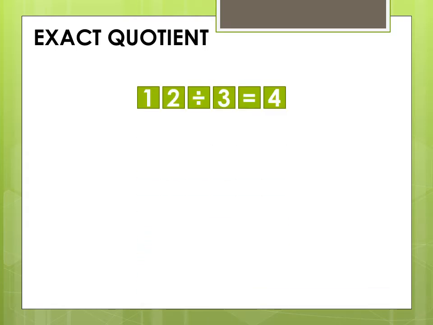Since we are just starting to learn the basics of division, we will first consider some examples having an exact quotient. For example, we have 12 divided by 3 equals 4, wherein the number 12 is what we call the dividend, 3 is our divisor, and finally 4 is the quotient, or what we also call the exact quotient of 12 divided by 3.